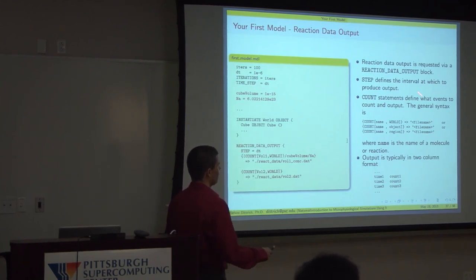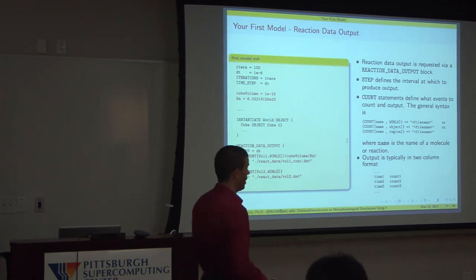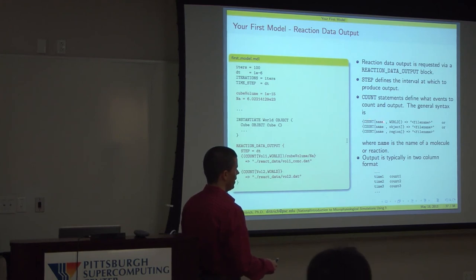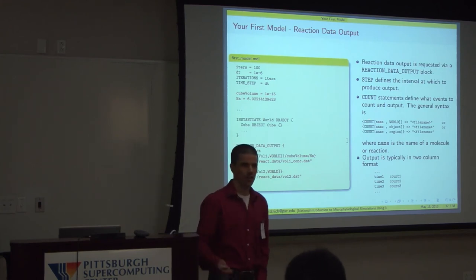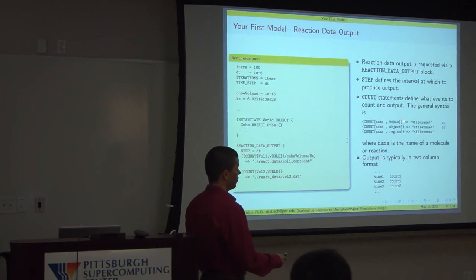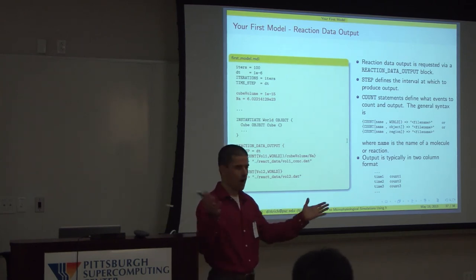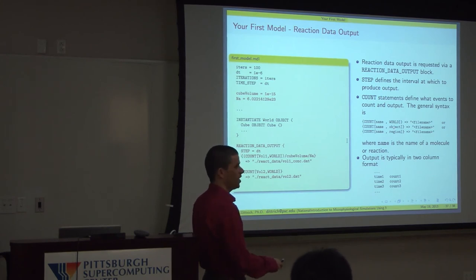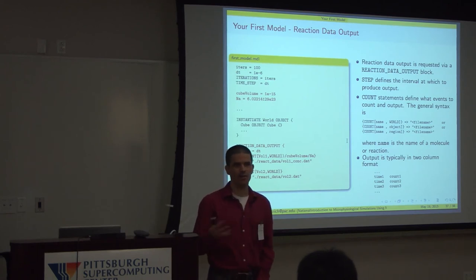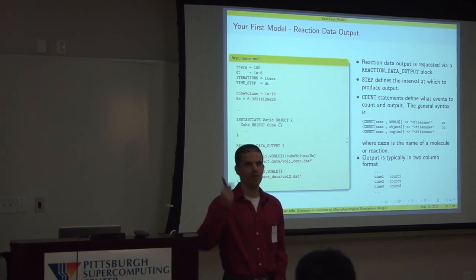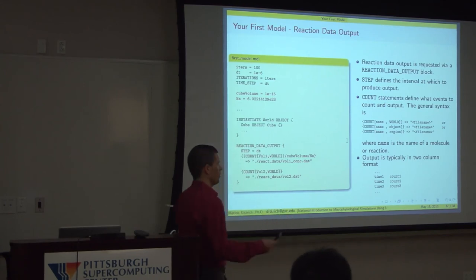And so there's lots of ways you can produce reaction data output. If you look in the quick reference guide, there's many more examples. But basically, what you do is you count a name here, either molecule or reaction, in some part of your model. It could be the whole world, so this just means the whole model. It could be an object, like my cube, or it could be a region on some object. Count all the surface molecules on the top of my cube, for example. Or it could be in some sampling box. So you can basically count whatever you want.